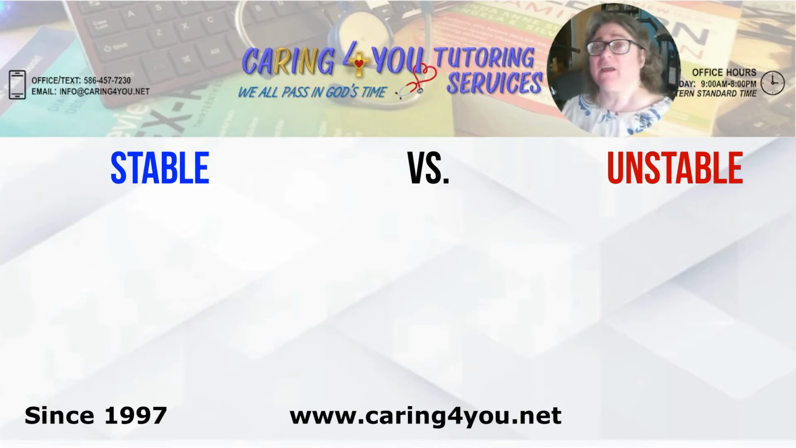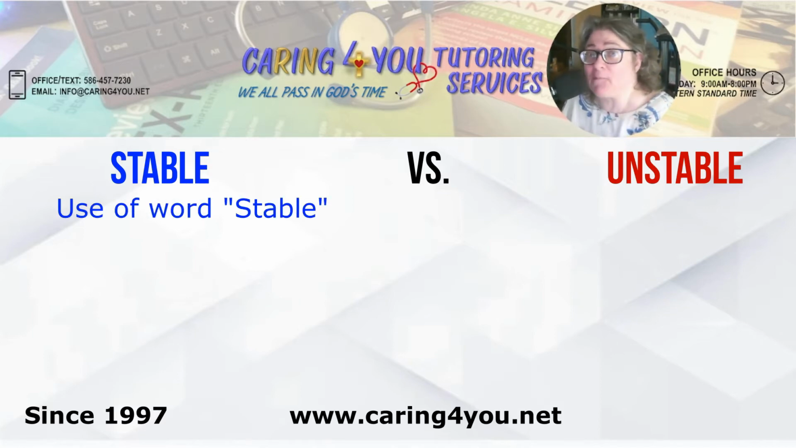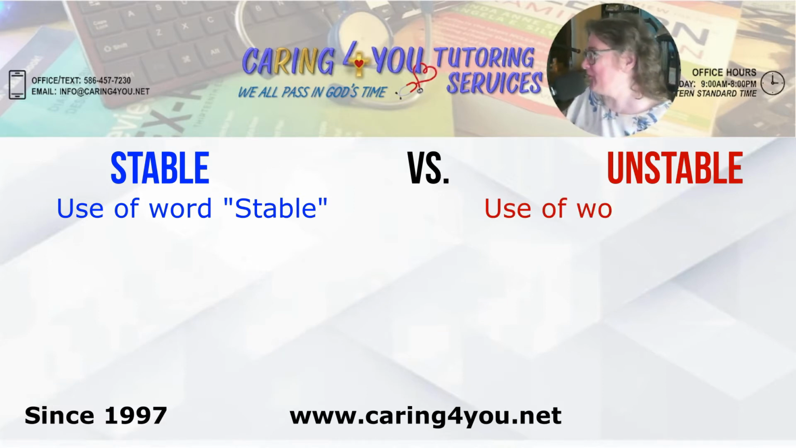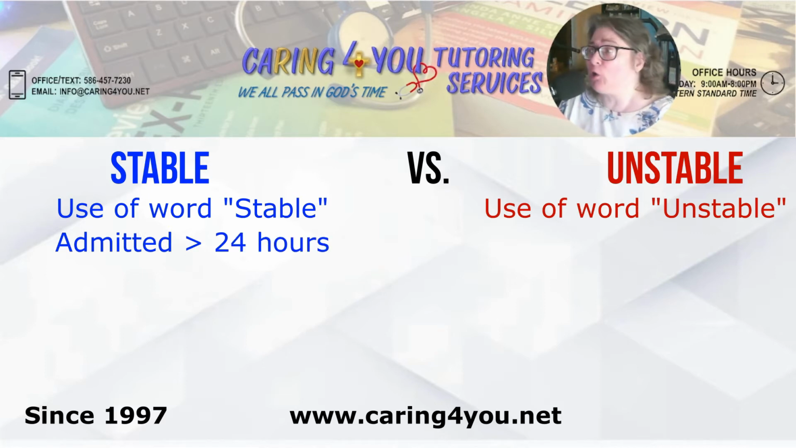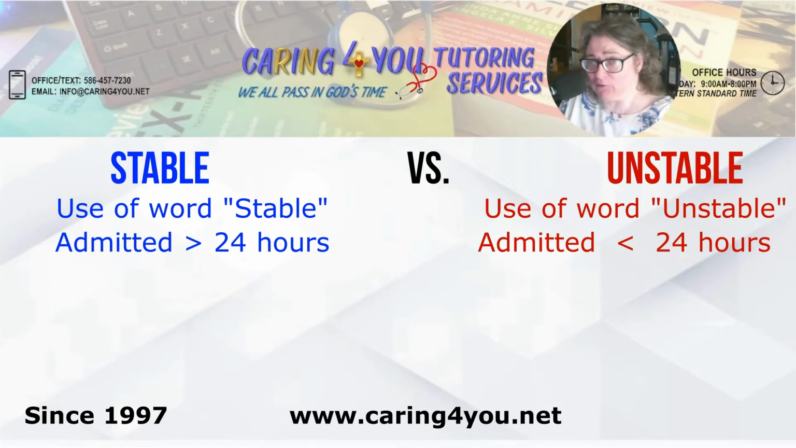Number one, if you see the word stable in the question, that person is stable. If you see the word unstable, the person is obviously unstable. So just look for the word stable. That'll tell you if they're stable or not. Okay? Here's some other cues. Number two, if they were admitted to the hospital greater than 24 hours ago, the patient is stable. If they were admitted less than 24 hours ago, the patient is unstable.